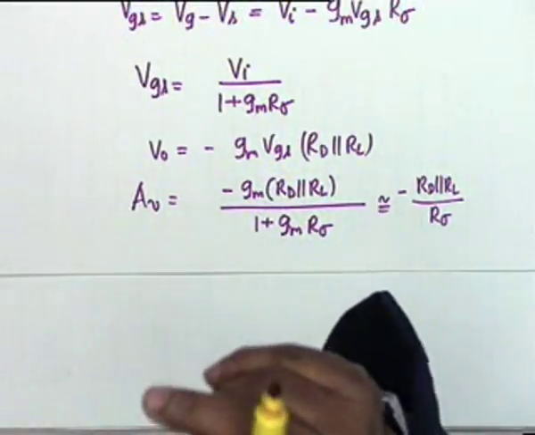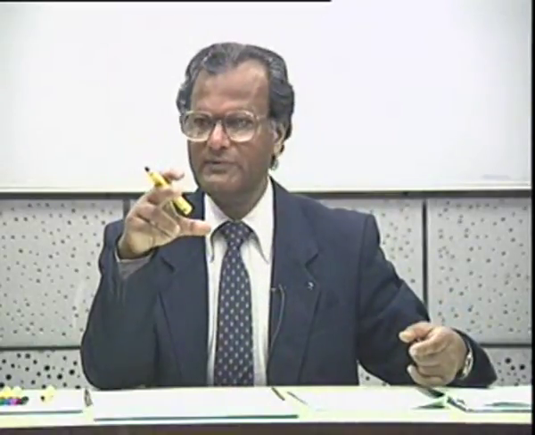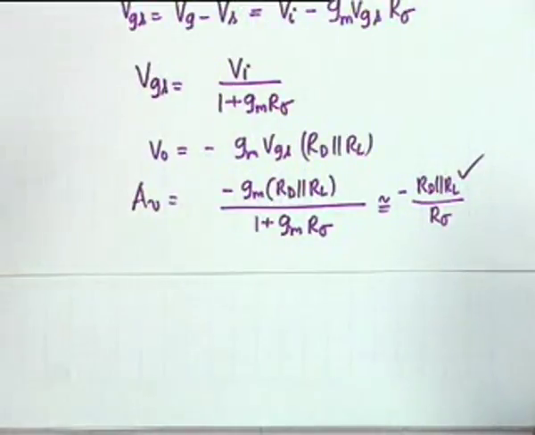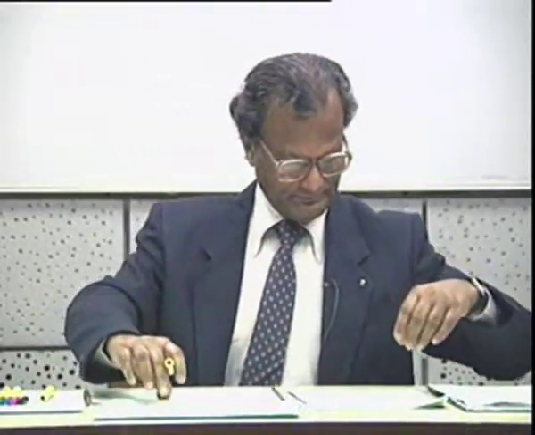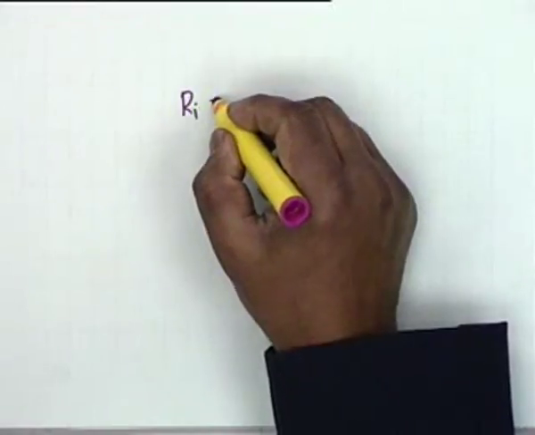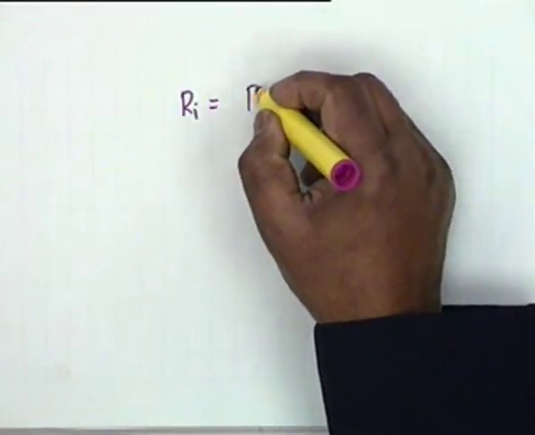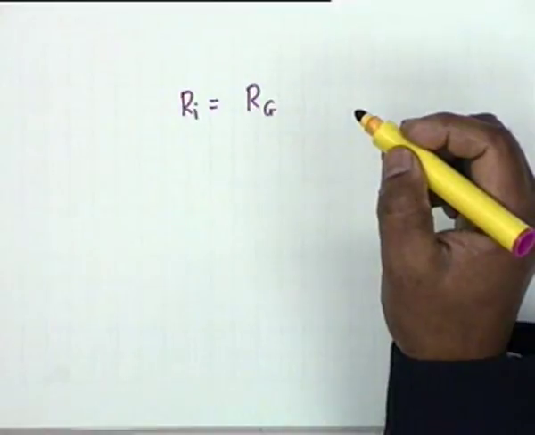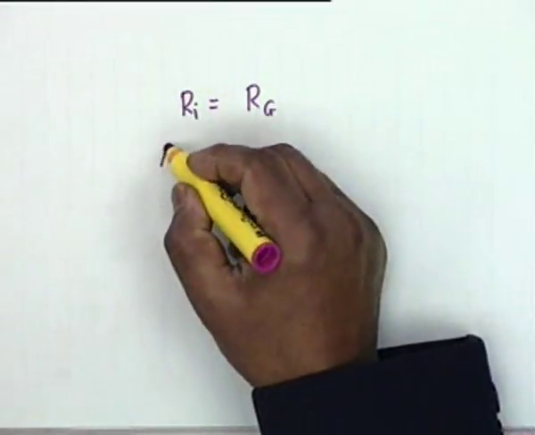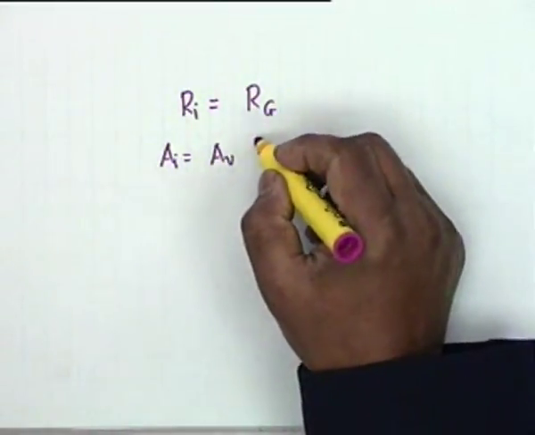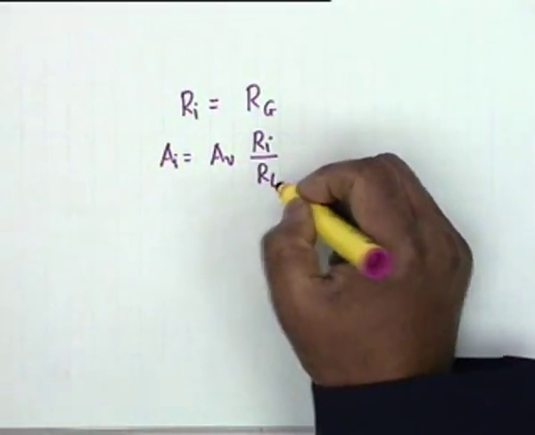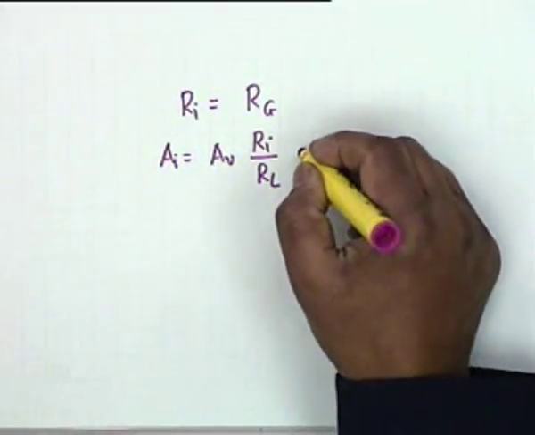You recall we had a similar formula in the case of a common emitter amplifier with unbypassed RE. The gain was approximately negative of the ratio of the effective load to RE. It is the same formula that applies here. What is Ri, the input resistance? It is still equal to RG. Agreed? And Ai can be calculated as Av Ri divided by RL in the usual manner. You can write the expression.